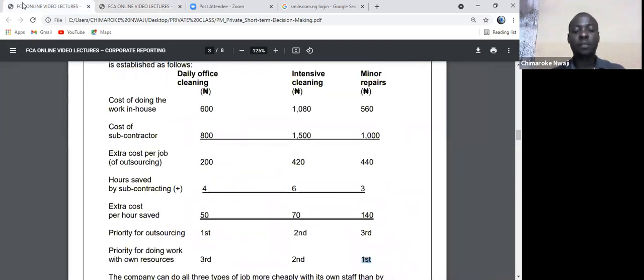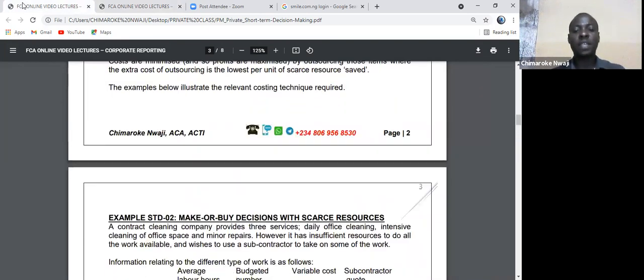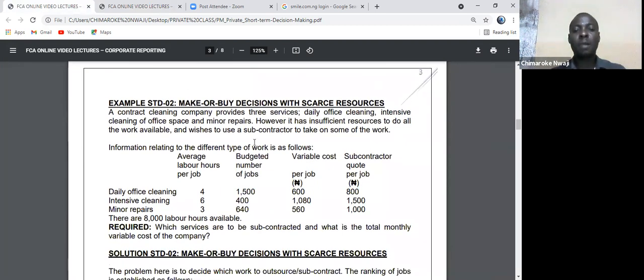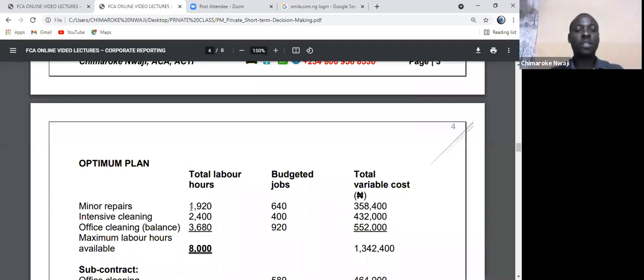Minor repairs, if you look at minor repairs, 640 jobs. And if you take 3 hours per job, so 3 times 640, that gives you 1,920 hours. So that is this 1,920 hours we have here. The budgeted jobs is 640, and it will give you 1,920 hours.